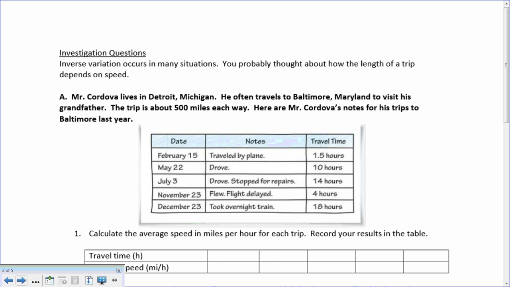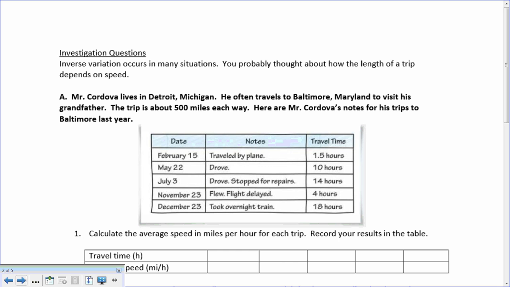So it says inverse variation occurs in many situations. You probably thought about how the length of a trip depends upon the speed. So it says Mr. Cordova lives in Detroit, Michigan. He often travels to Baltimore, Maryland to visit his grandfather. The trip is about 500 miles away, and here are the notes that he took over his last year to Baltimore. So the different travel times.